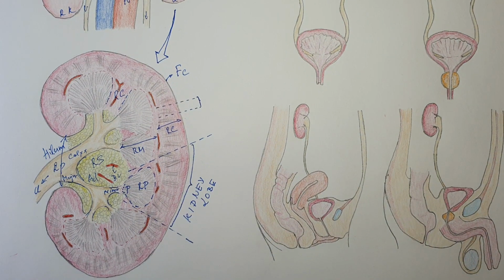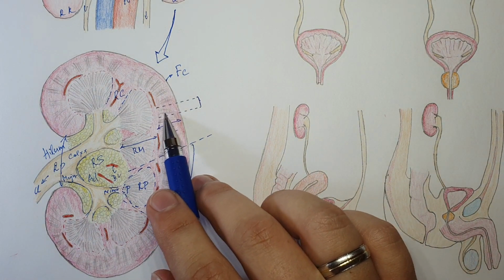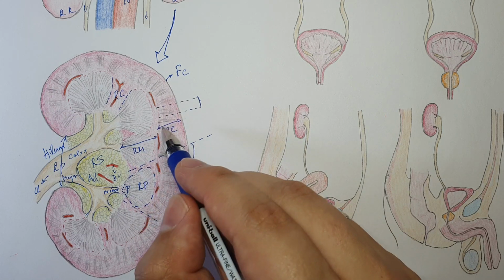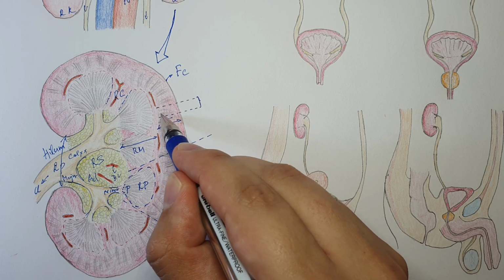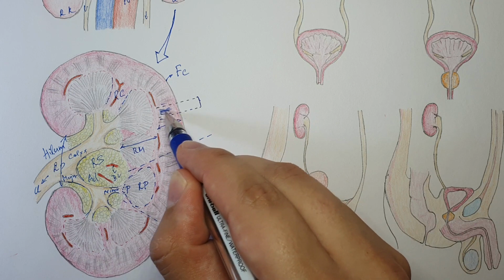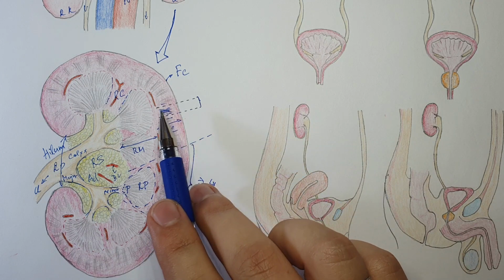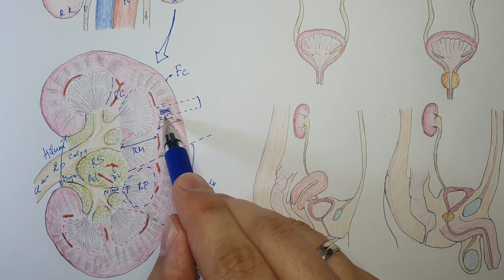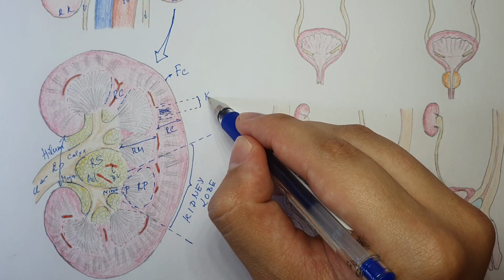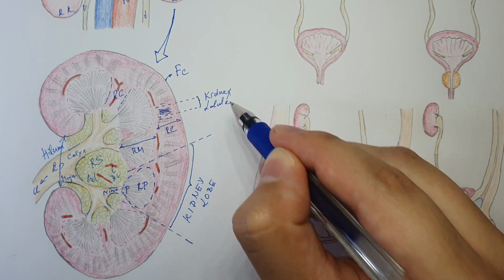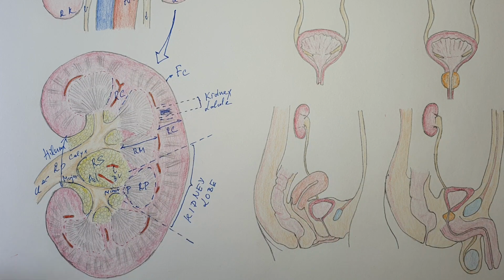Smaller parts of the cortex are sitting between two cortical labyrinths. So these parts of the cortex are called cortical labyrinths, and these parts are called medullary rays. And in between halves of two cortical labyrinths, we have the kidney lobule. So this is how structurally people have divided up the kidney.